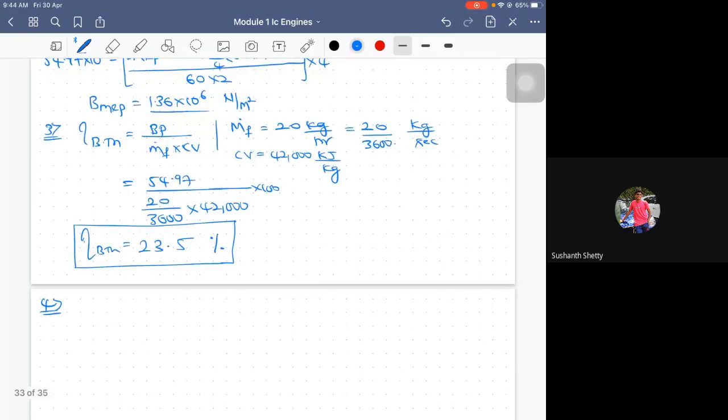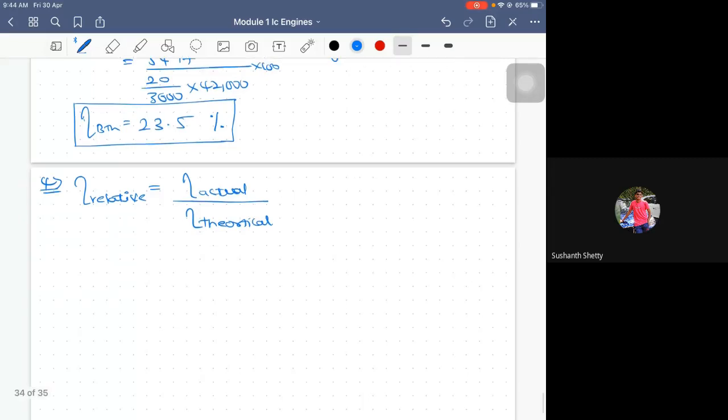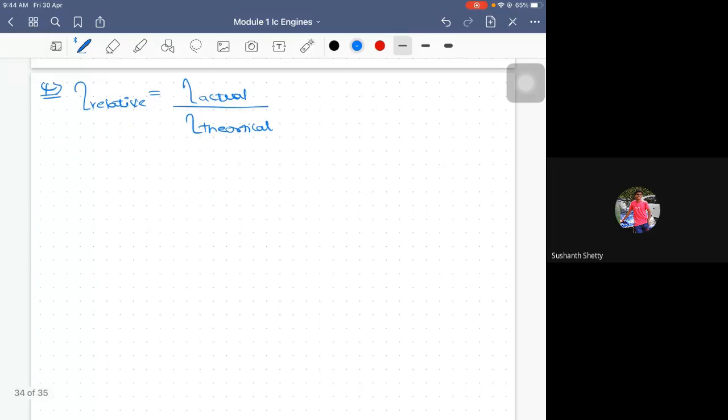So this is a slightly new concept. I require everyone to listen now. Okay, so what is relative efficiency? Relative efficiency is nothing but actual efficiency divided by theoretical efficiency. So what do you mean by relative efficiency, everyone? It is actual efficiency divided by theoretical efficiency.